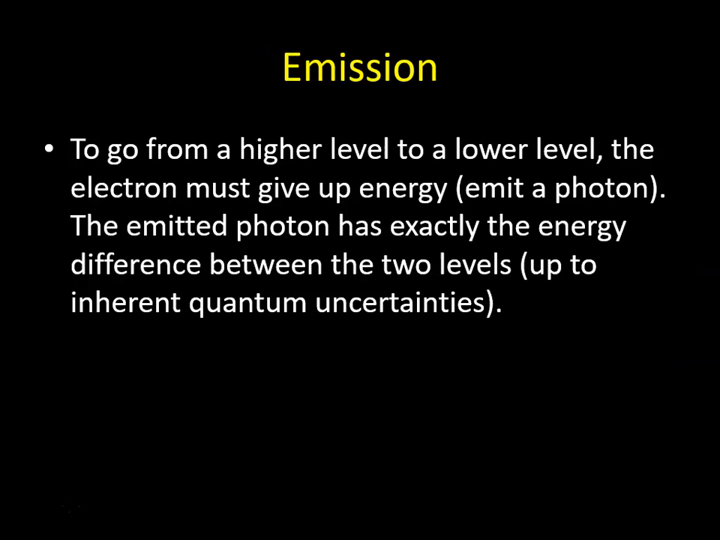Now, what if the electron is in a higher energy level? If it's in a higher energy level, the electron will eventually give up energy. And when it does that, it's going to go down to a lower energy level. Well, the difference in energy levels between the higher energy level and the lower energy level is equal to the energy that was emitted. Well, what is that emitted energy? That's a photon, a particle of light, with a specific value of energy, and thus a specific wavelength.